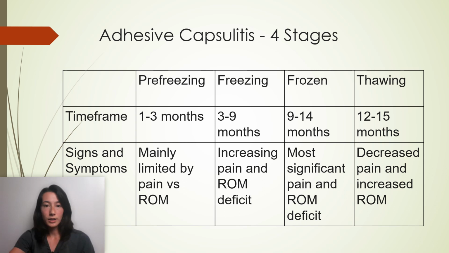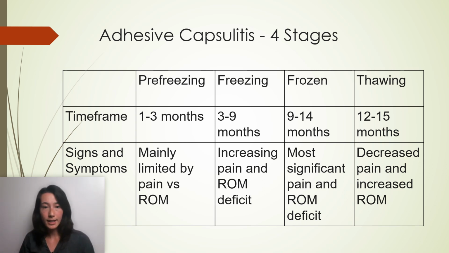Then we go to the next stage, the freezing stage. Your patient might start to notice that now they're having more difficulty reaching for items, taking a shower, maybe donning clothes, among other functional activities. This is when the pathological process of that fibrotic change begins to take noticeable effect.